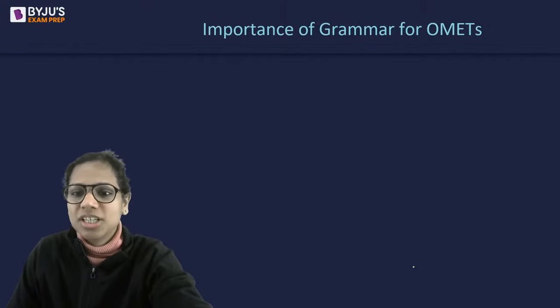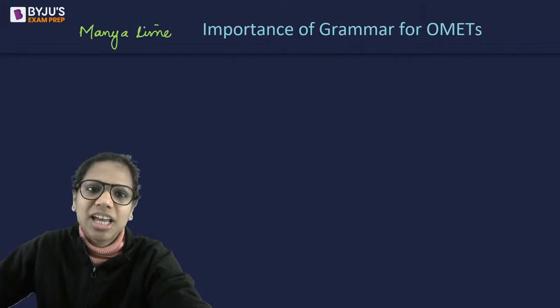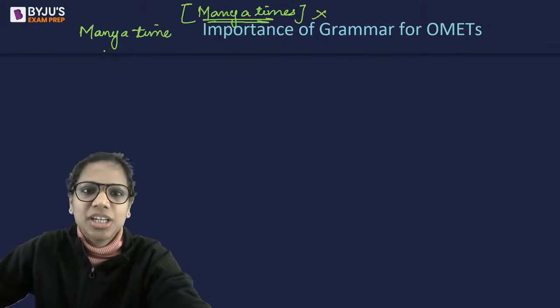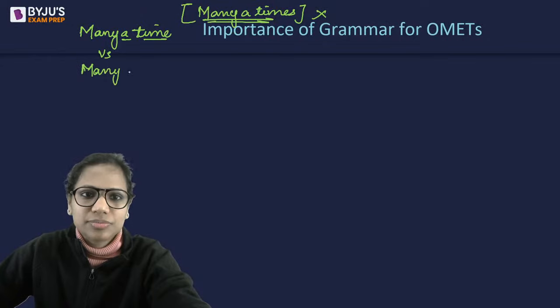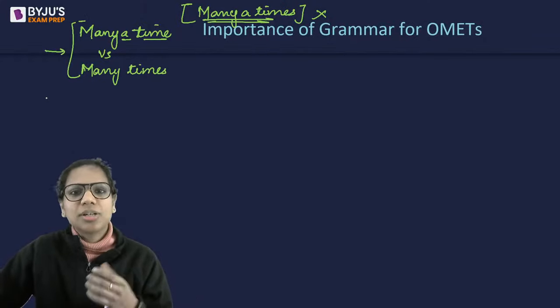No, Amrit, many a times is also incorrect. It should be many a time. But many a times has seeped so much into our language that a lot of people think that it is correct, but it is not correct. Okay, it should be many a time versus many times. There are many such phrases that have seeped into our usage so much that we think that they're correct.